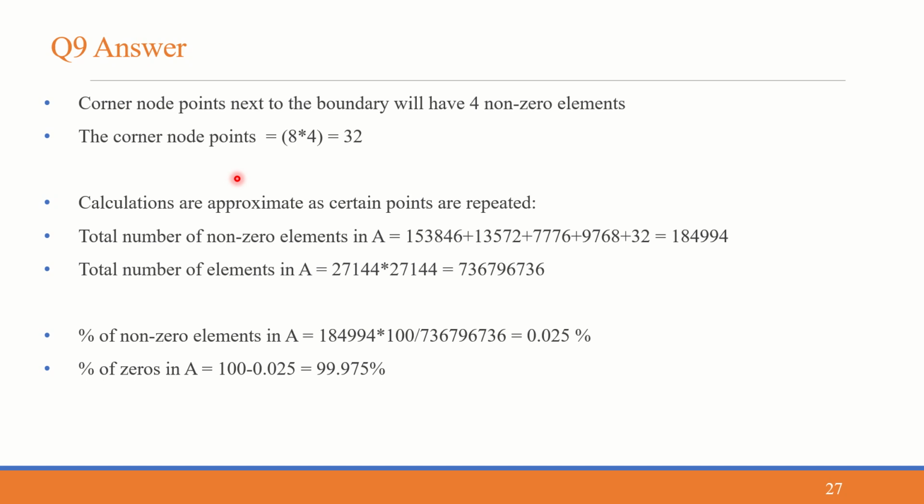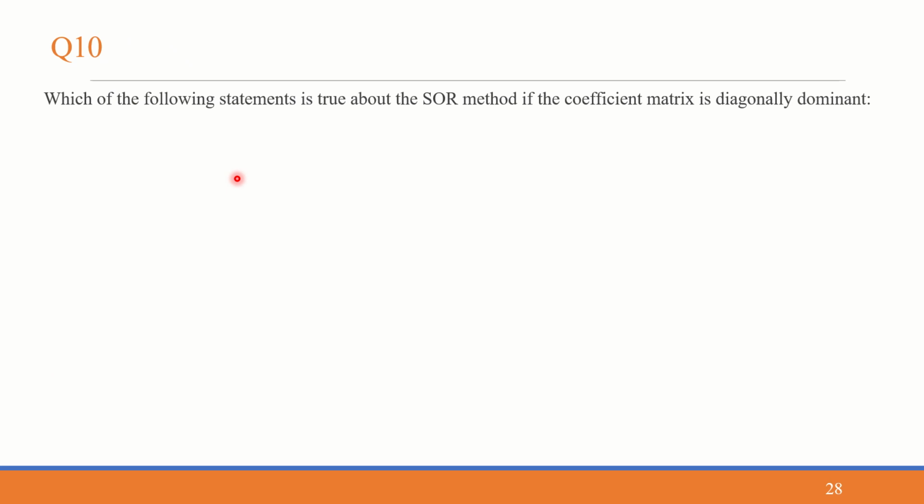Okay, now we will move to the next problem. In question 10, what is asked? Which of the following statements is true about the SOR method if the coefficient matrix is diagonally dominant? So now we are into numerical methods, that is the advanced scheme that week. There are a few statements regarding the SOR method, successive over relaxation method, and we are asked to find which of them are true.